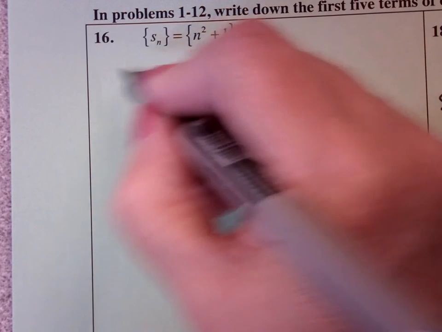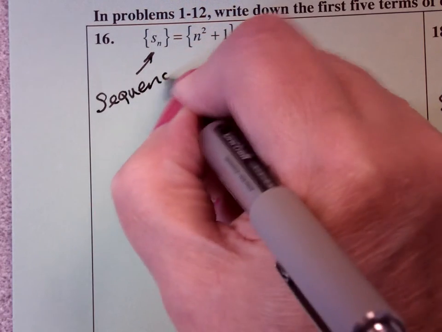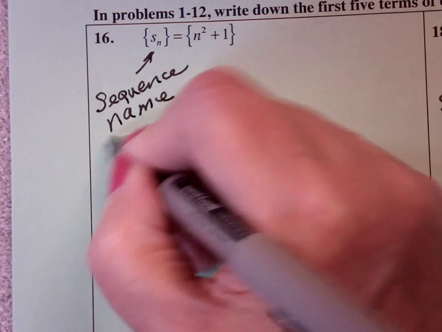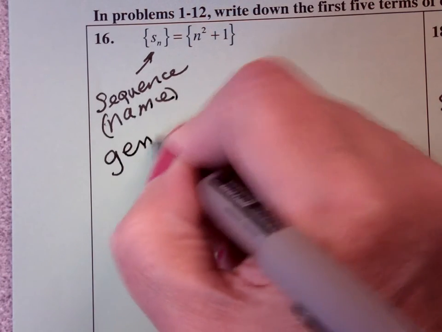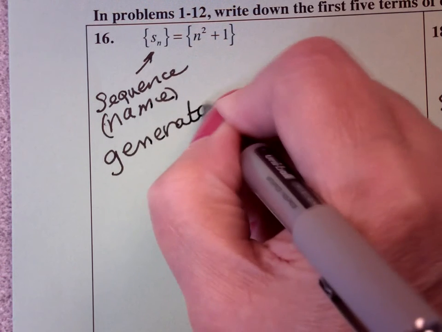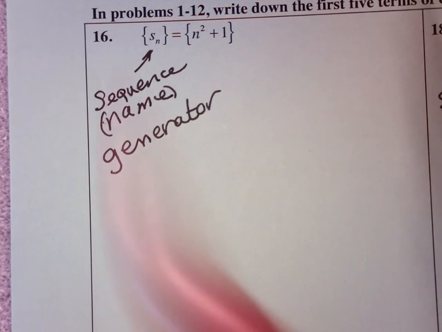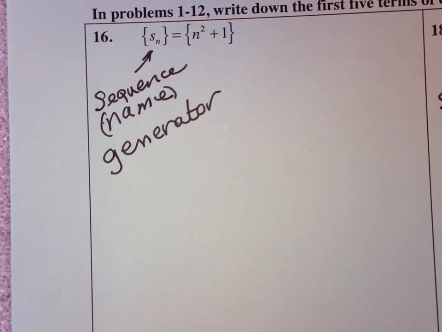Oh, I'm sorry, wrong one. Sequence name. I call it, and most of us call it, the sequence generator. So essentially, it's like f of x, or it's like y. The only difference is I've got a subscript instead of a set of parentheses.